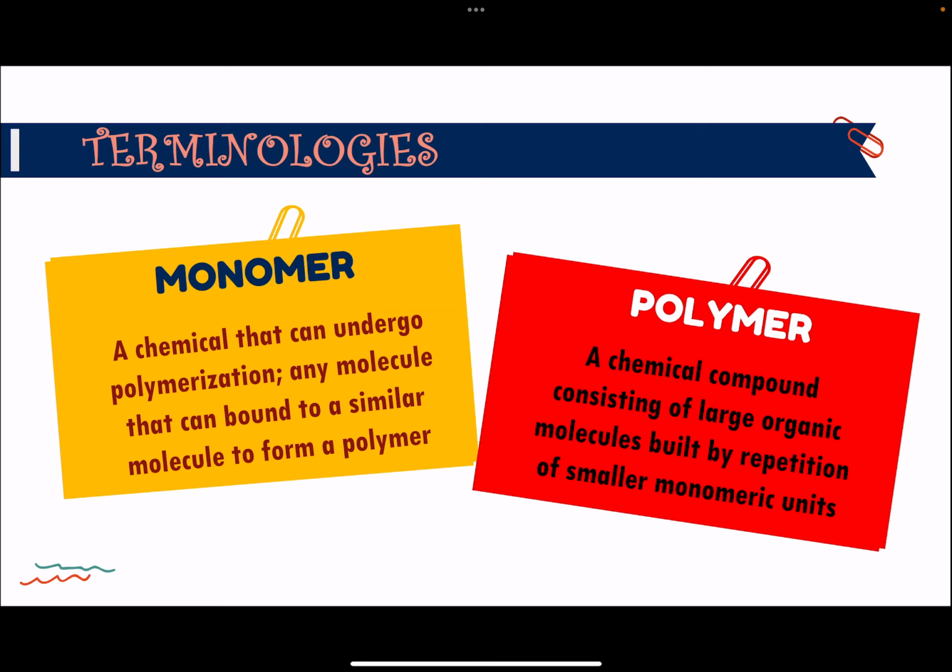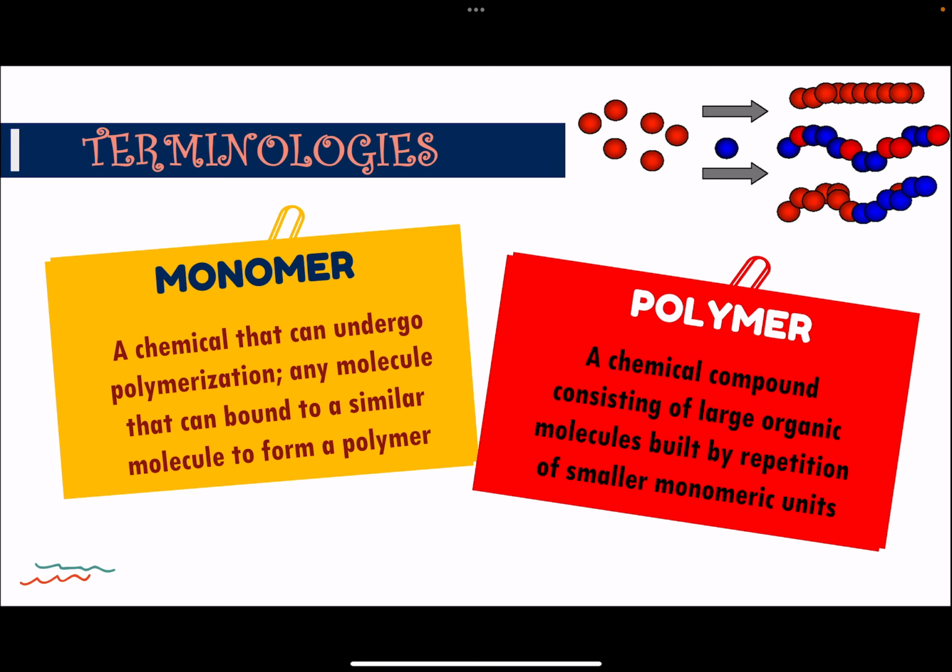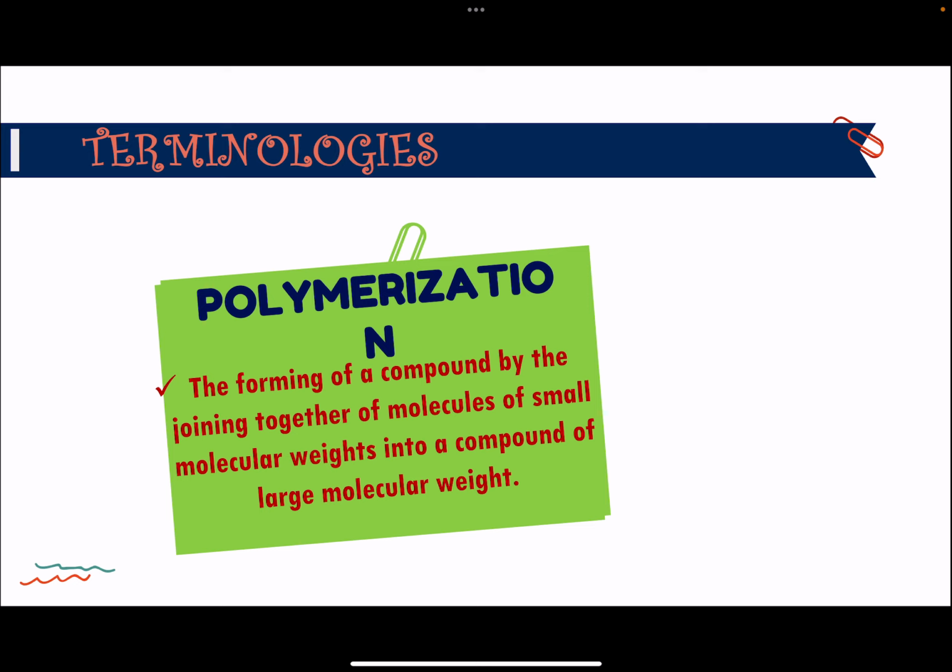Terminologies. Monomer: a chemical that can undergo polymerization. Any molecule that can be bound to a similar molecule to form a polymer is known as a monomer, while a chemical compound consisting of large organic molecules built by repeating small monomeric units is known as a polymer. Polymerization: the formation of a compound by the joining together of molecules of small molecular weights into a compound of larger molecular weight is known as polymerization.